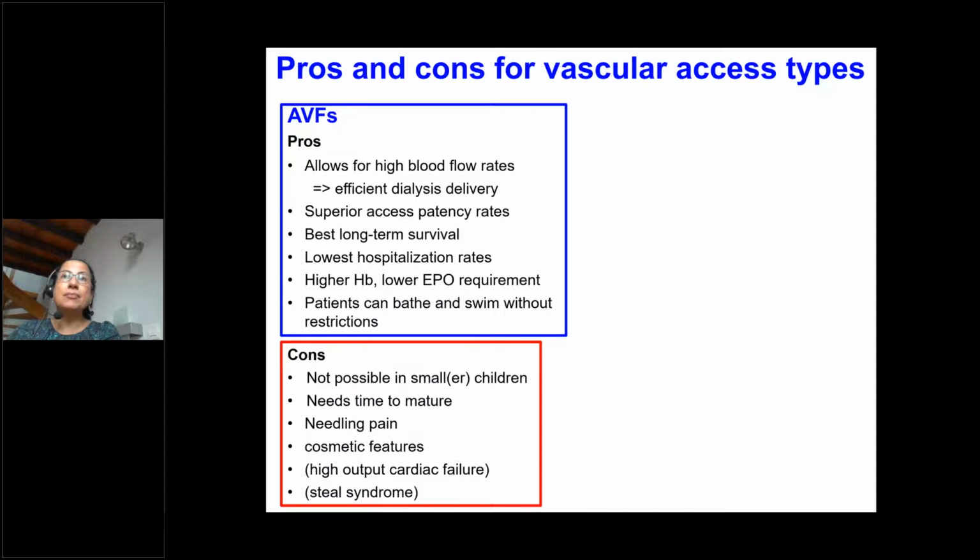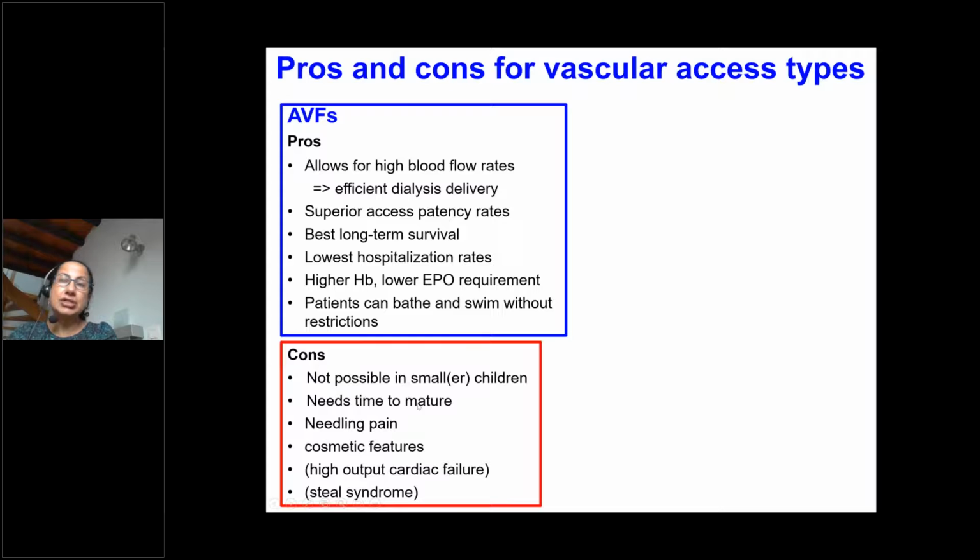To summarize it on a slide here, I've told you a lot of the benefits of AV fistulas, including superior blood flows and patency. But just very quickly, AV fistulas are not suitable in the smallest children, and really there's no definition of how small is small. It depends on the weight and really on the vein size more than anything else. And of course, the surgical expertise of your center determines this.